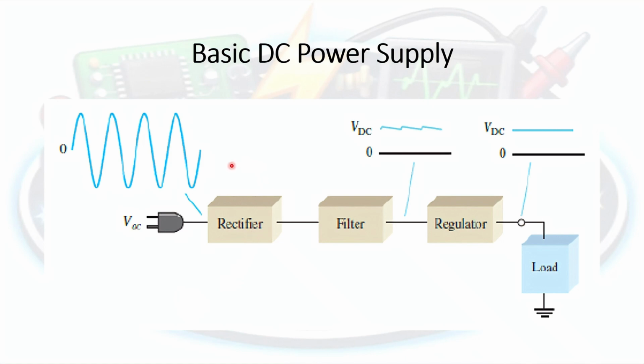We have a rectifier in our circuit, which is the full wave bridge rectifier. We have the filter in our circuit, which is our capacitor. However, our circuit does not have this last item, which is a regulator. Now, how is a regulator implemented in our circuit? Let us see.